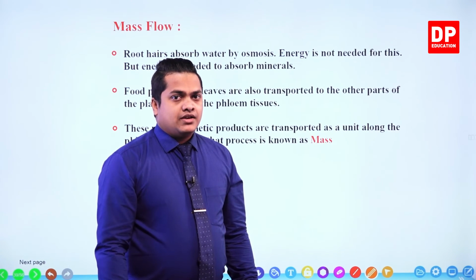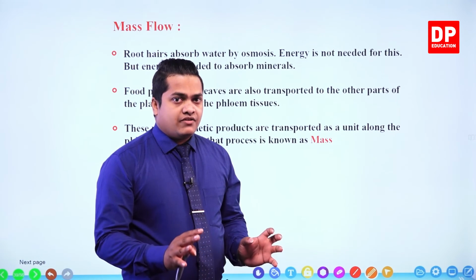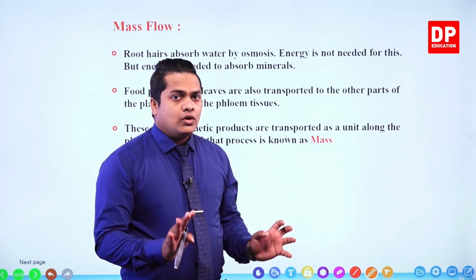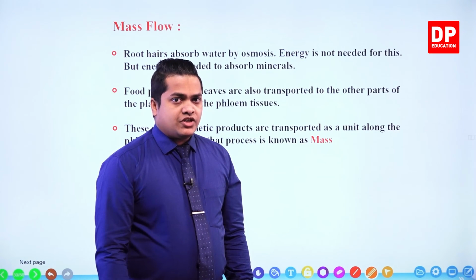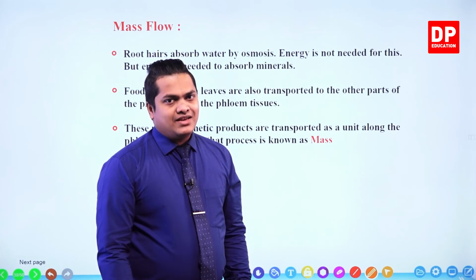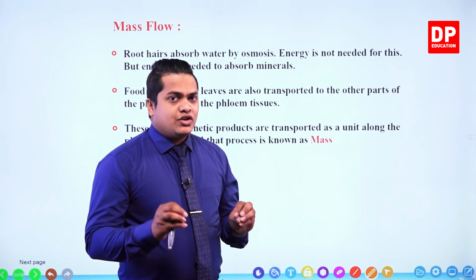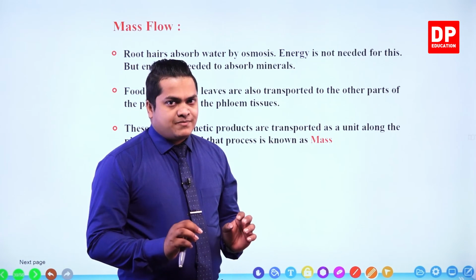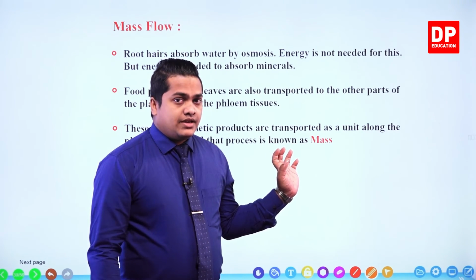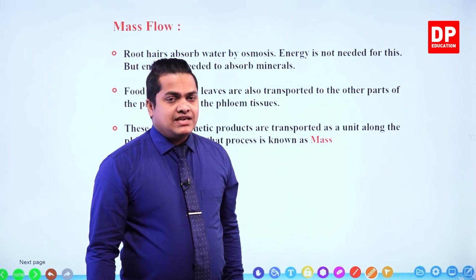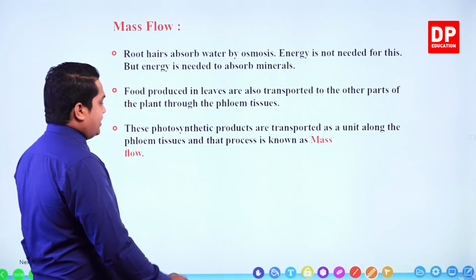I told you that starch is converted into a sugar solution when it is transported to a different place through phloem tissue, right? So for this transportation process, some amount of energy is really important. So transportation of substances, especially photosynthetic substances, is going to happen by utilizing energy within the plant.